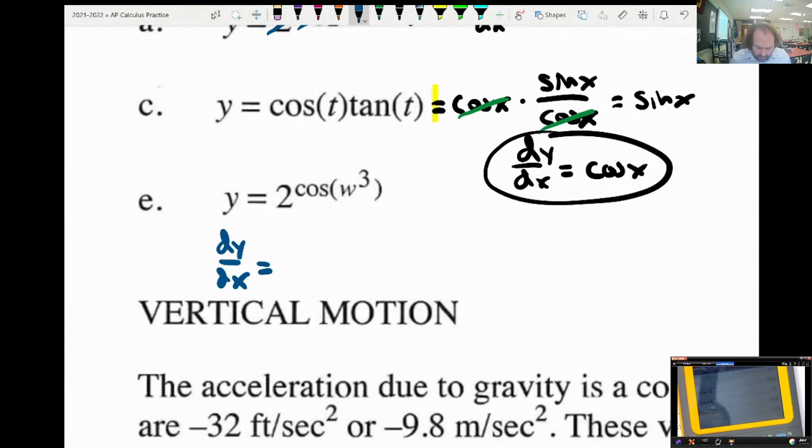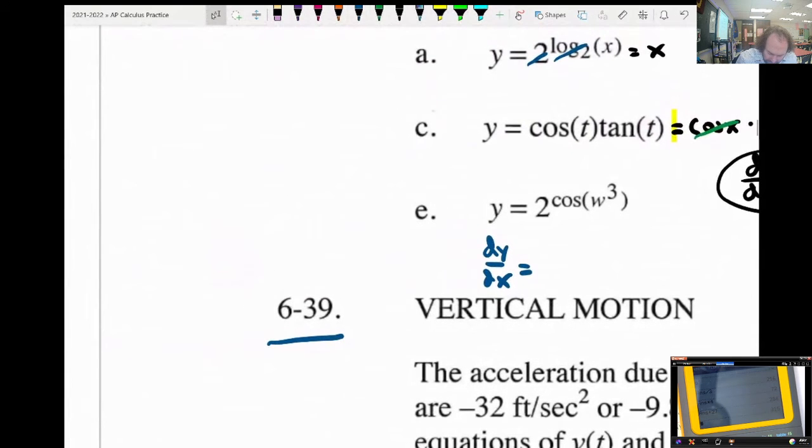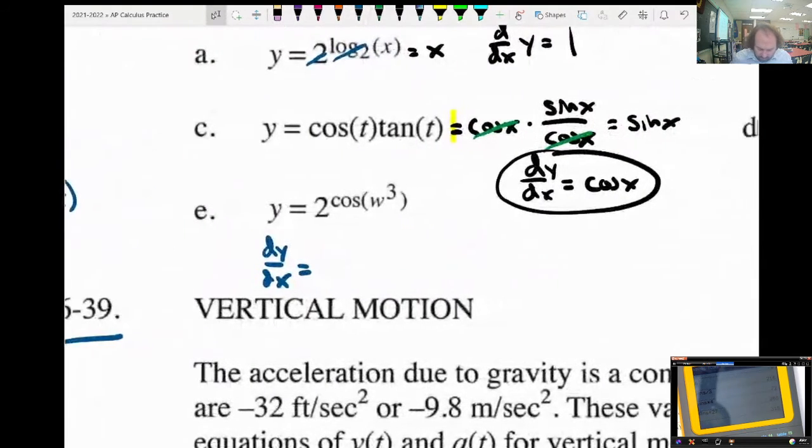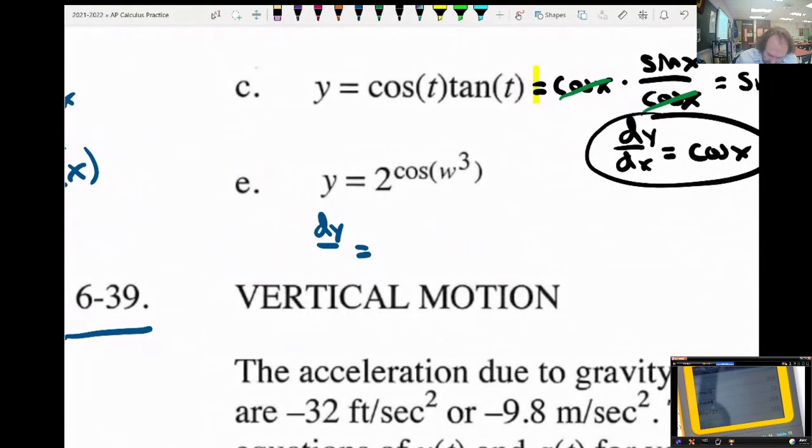If you break down the functions going on here, the first outside function is 2 to the x power. But the x in this problem is actually cosine of something. And then the thing inside of the cosine is w to the third power. So if we're doing the derivative with respect to w, we actually have 3 layers to peel down from this one. So let me change this to dy dw, since it's the variable in question.